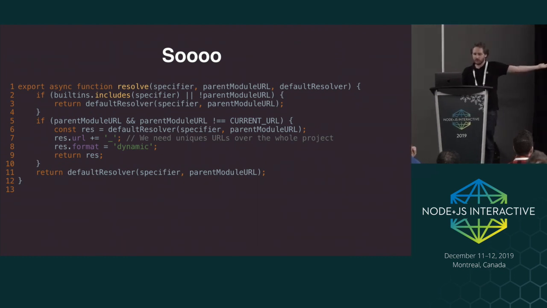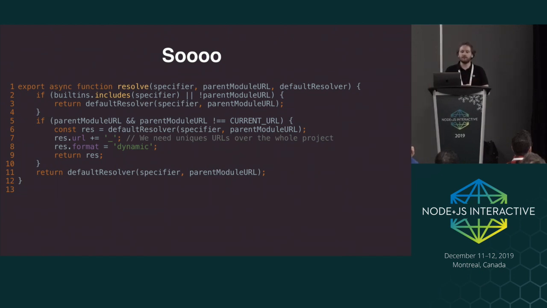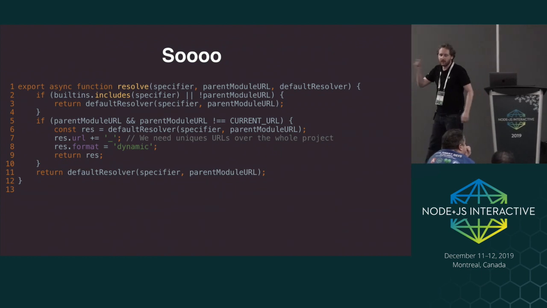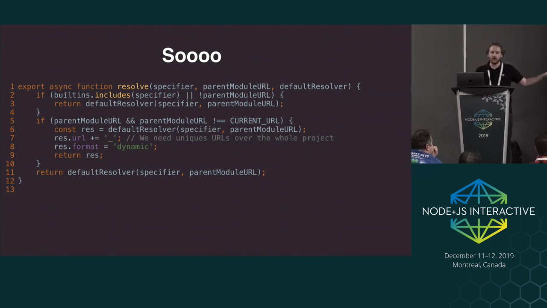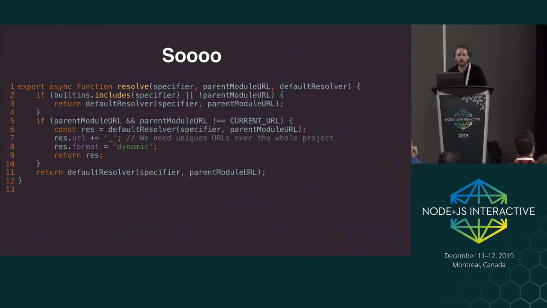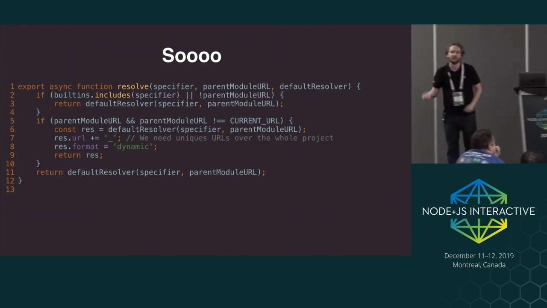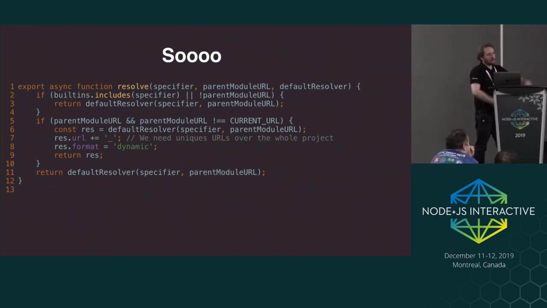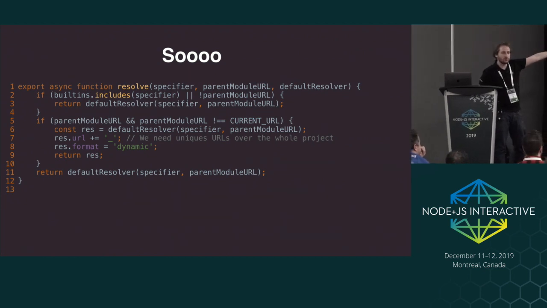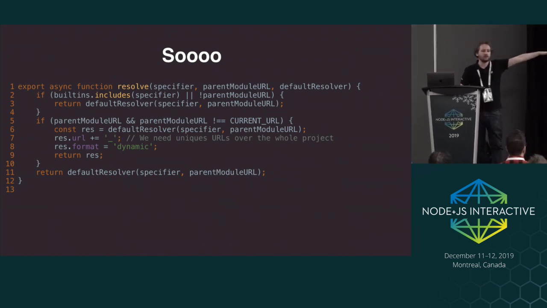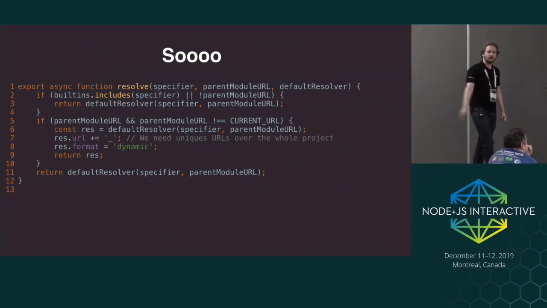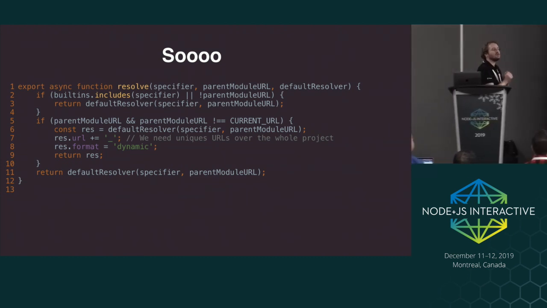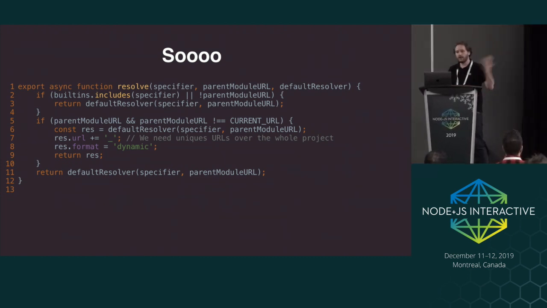So we create a resolve function, and on line 5, we check if the module is not imported from itself. It's to prevent infinite loops, so just an implementation detail. But then we append an underscore to the URL on line 7. It's to avoid having two modules with the same URL. Because what we will do is, instead of having a res.format, which is module, remember in the first example, here it's dynamic. It's a way to tell Node.js, this module you won't find on the disk. You will find it dynamically. It will be created dynamically from the loader. And then we return that.